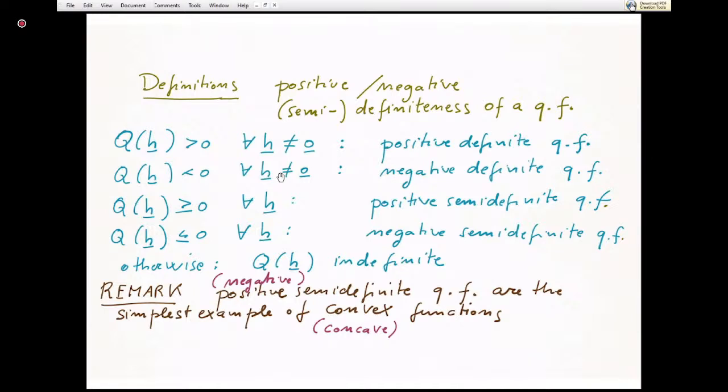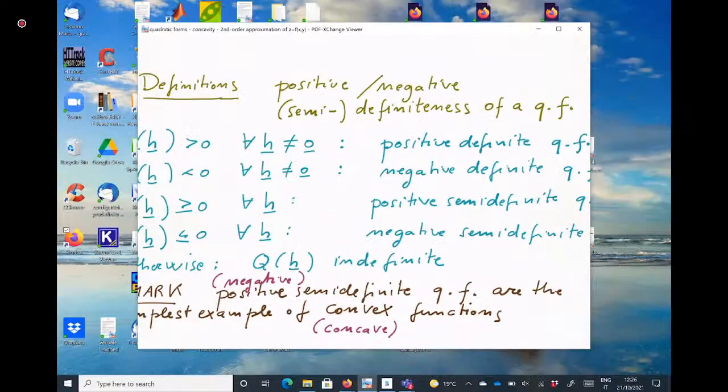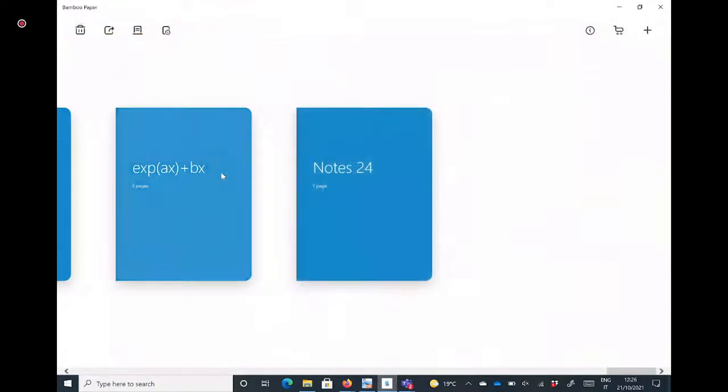And the very important remark here is that positive semi-definite quadratic forms are the simplest examples of convex functions. Negative semi-definite quadratic forms are the simplest example of concave functions. Why? Because positive semi-definite and negative semi-definite forms generalize in 3 dimensions what is the parabola in 1 dimension. I'm trying to show you a bad quality picture.